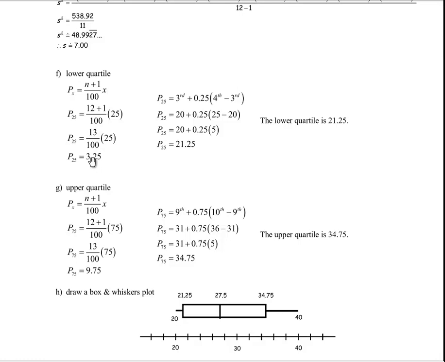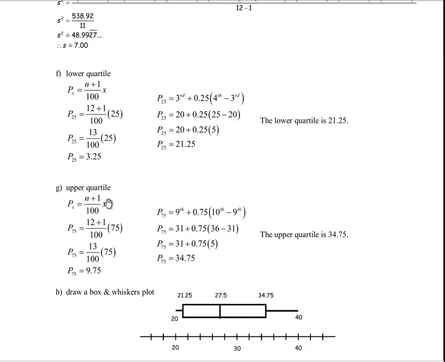So the third number, which is 20, plus the 0.25 times the fourth minus the third, 25 minus 20 is 5. 5 times 0.25 is 1.25. Added to 20 would be 21.25. So that's the lower quartile.